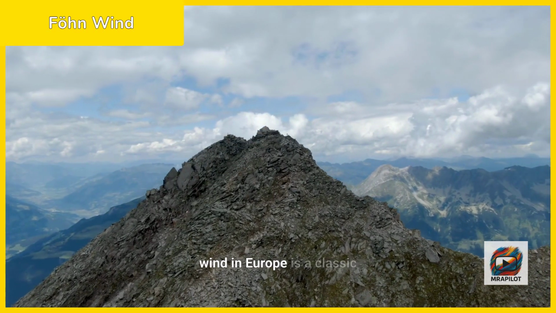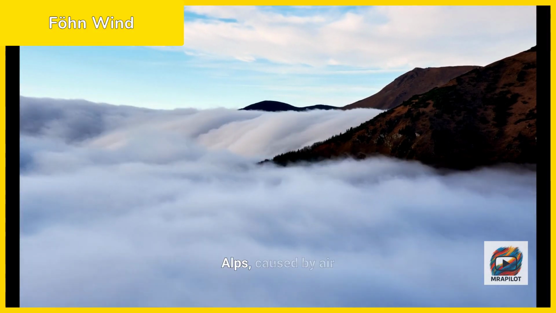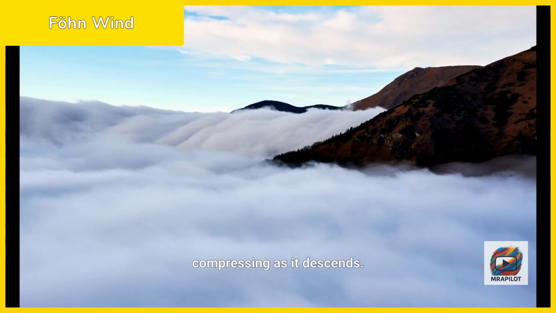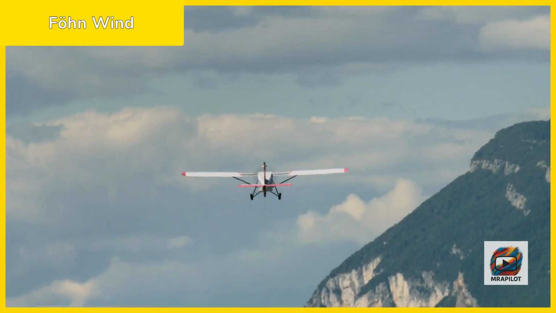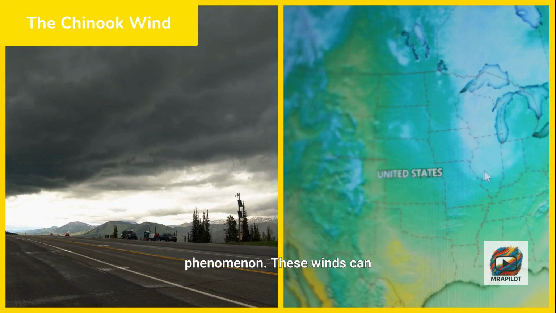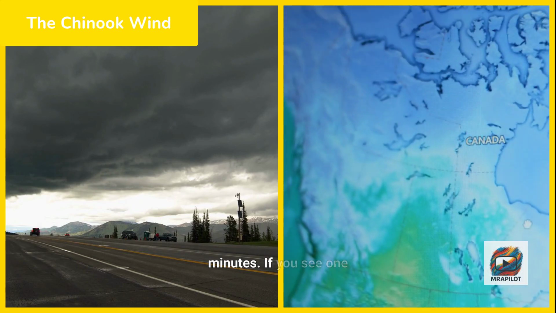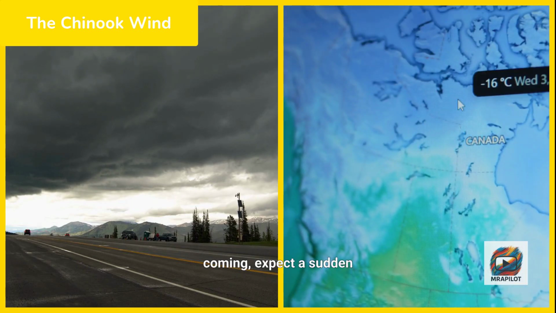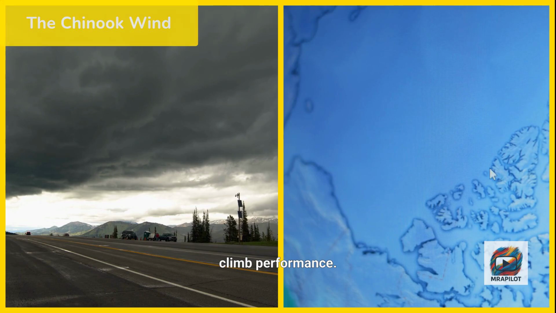The Fohn wind in Europe is a classic mountain wave event, dry, warm winds on the lee side of the Alps, caused by air compressing as it descends. Great for gliders, tricky for powered aircraft. In North America, the Chinook is a similar phenomenon. These winds can cause temperature shifts of 20 degrees Celsius or more in minutes. If you see one coming, expect a sudden change in density, altitude, surface winds, and climb performance.